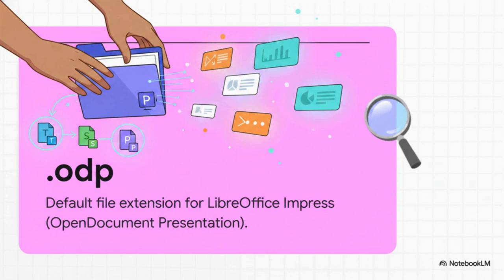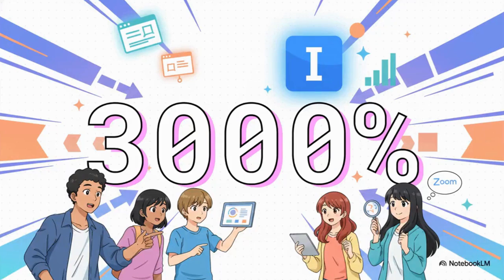First question, what is the default file extension for LibreOffice Impress? The answer is .odp, which stands for Open Document Presentation. I really want you to lock this basic but extremely crucial fact into your memory. Whenever you save a brand new Impress file without changing any settings, it will always save as a .odp file. Please don't confuse it with .odt for Writer or .ods for Calc. Impress is .odp, P for presentation. Very simple.